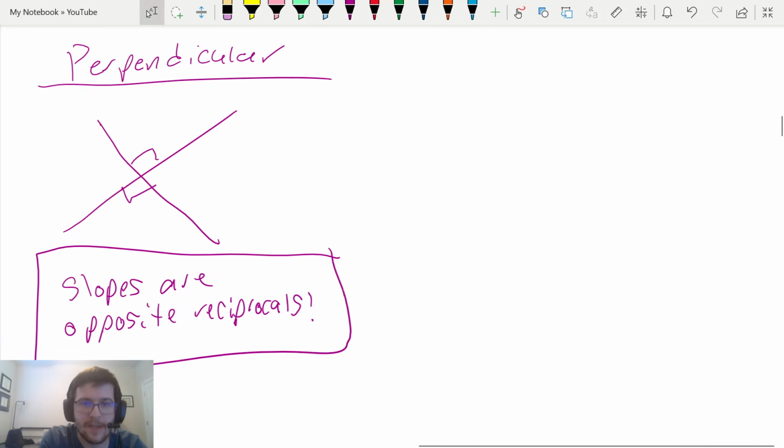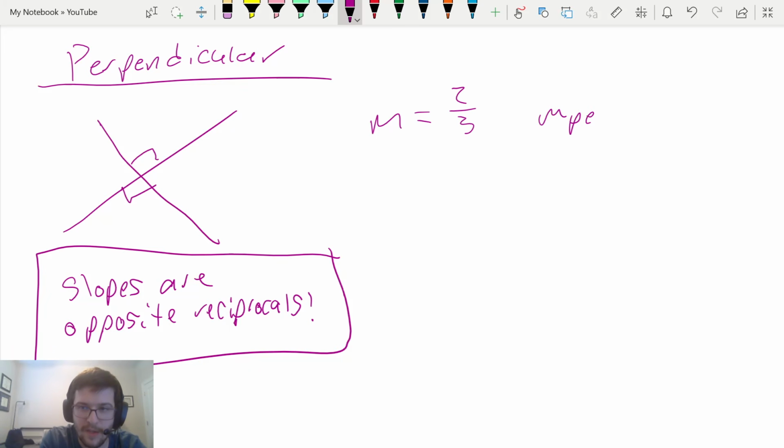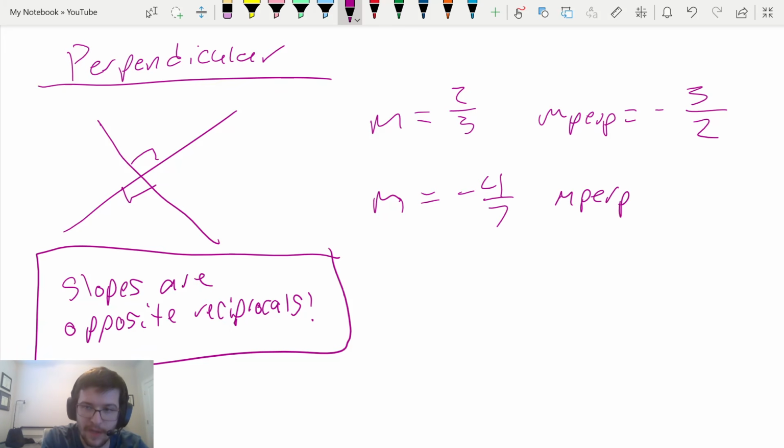So what the heck is an opposite reciprocal? Let's say the slope is 2/3. The perpendicular slope would be negative 3/2. So I flip it, 3/2, and then I multiply by negative 1. So negative 3 halves. Let's do another one. Let's say I've got m equals negative 4 over 7. So I flip it and multiply by negative 1, and I get 7 over 4.